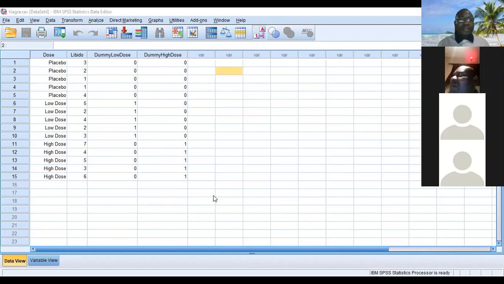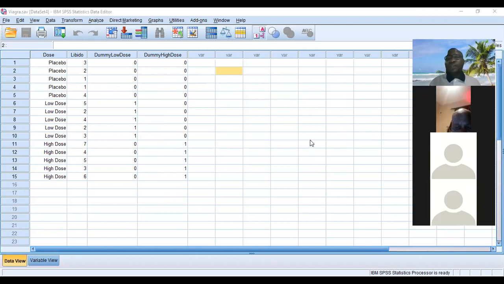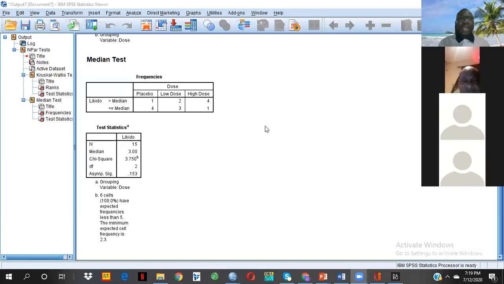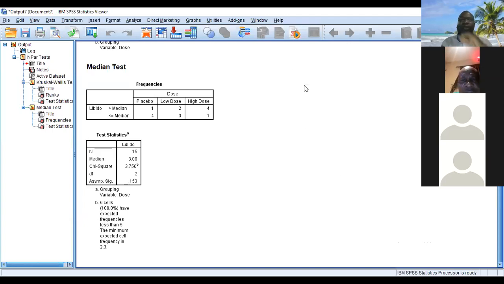And the median is not significant. I'm not seeing the output. Oh, so sorry. I need to share the output. I have to reshare it. New screen sharing. Can you see the output now? I've shared the output now. Okay, yes, now it's showing.